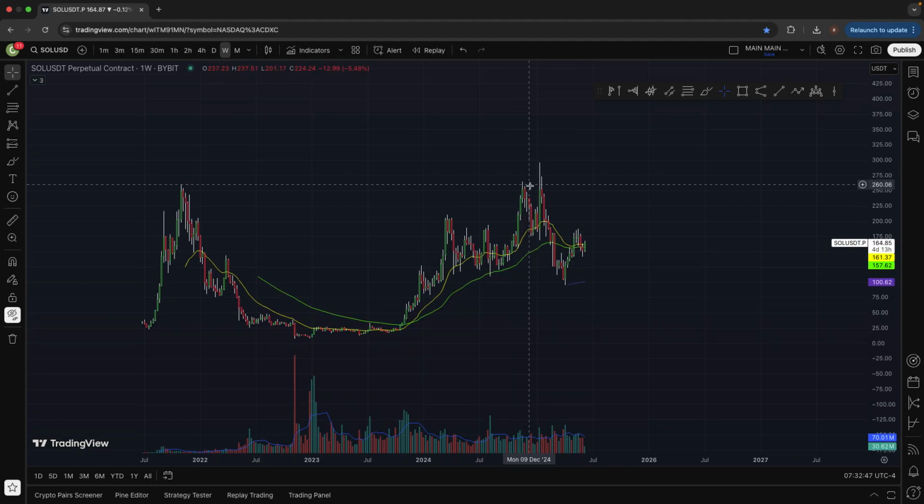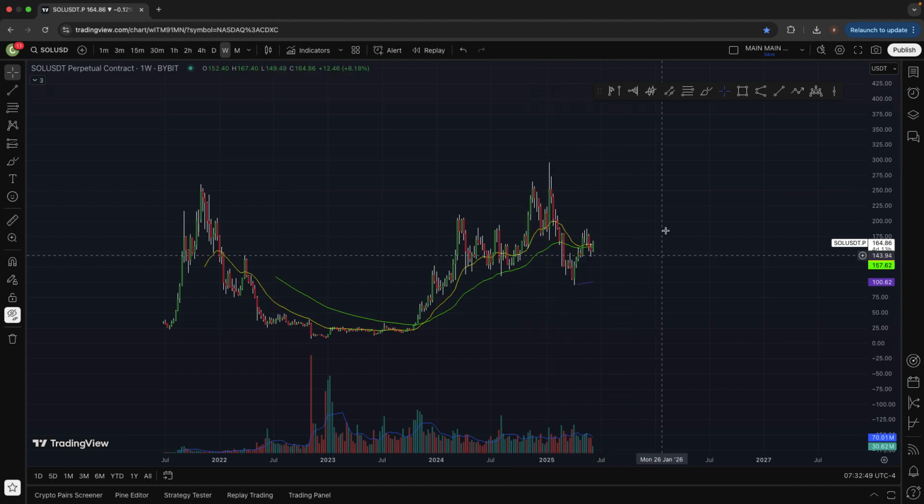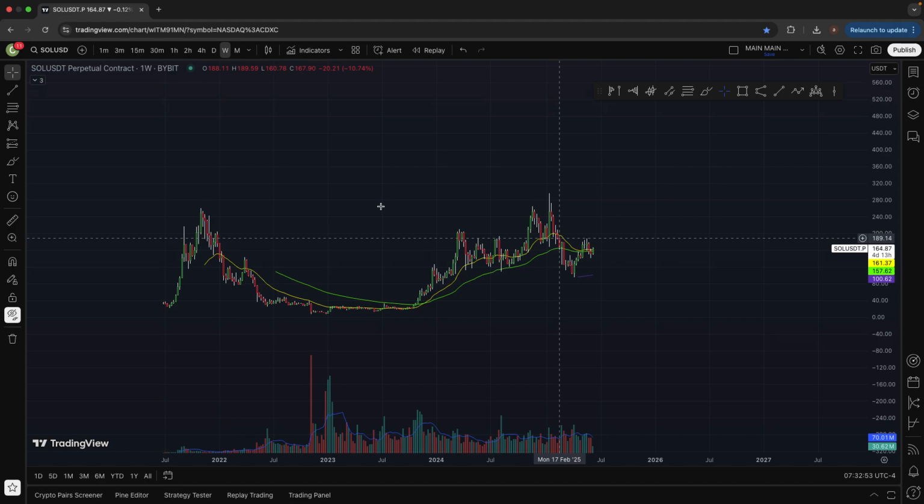Usually when you break the top, okay, and you do this last grab, the next move is a one-to-one extension. If we break above 260, I'm looking for us to come to around $500, okay, per Solana. So that's almost a 400% gain, 300 to 400% gain.